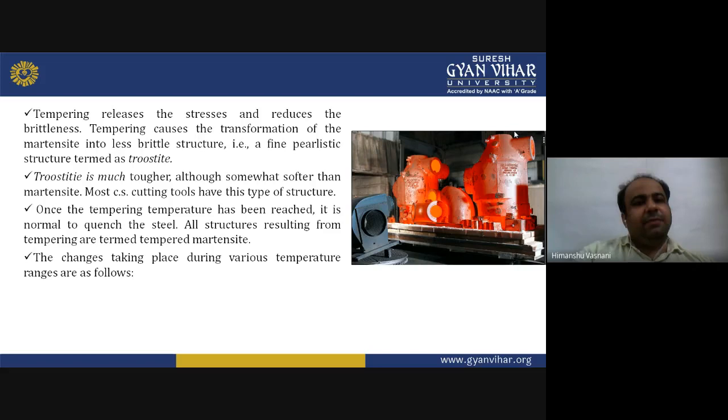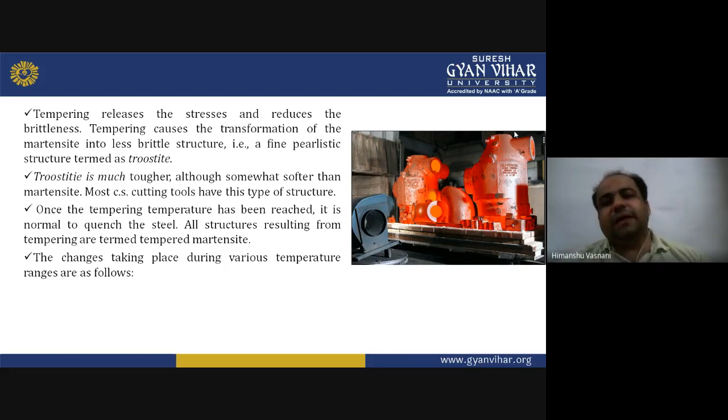Tempering causes the transformation of martensite into a less brittle structure, a fine pearlitic structure termed troostite. We have studied the troostite structure in the iron-carbon diagram. It is a kind of fine pearlitic, shining structure, but it has less brittleness. So troostite is much tougher, although somewhat softer than martensite. Now, most cutting tools have this type of structure.